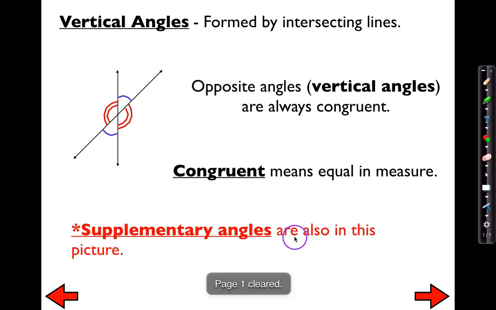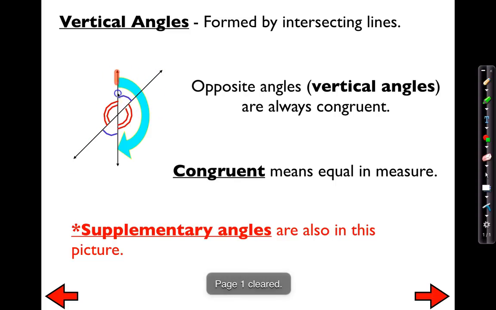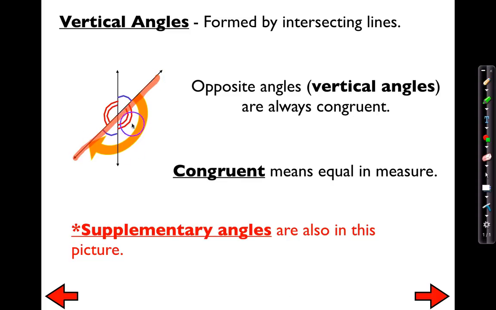Supplementary angles are also in this picture, okay? How do you see it? Well, see this straight line? They add up to 180, so this is supplementary. This entire line is supplementary. Also, this one is a straight line. These two angles add up to 180, so they're supplementary as well. And then this line is supplementary when you look from here to here. And then this last line here.